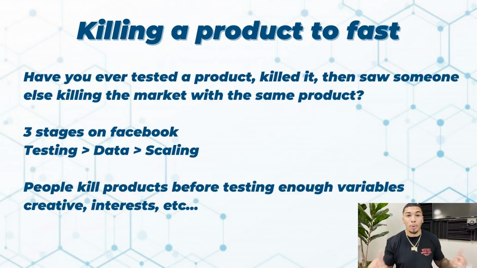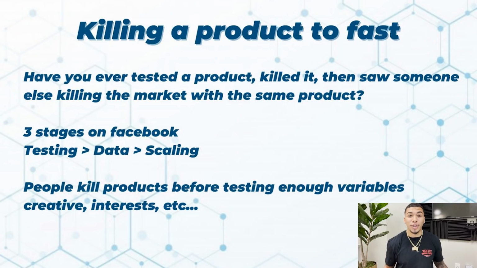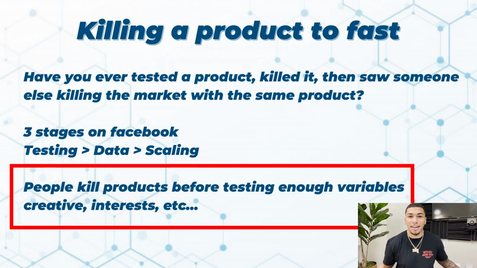So one of the most important key factors of how I do Facebook ad advertising is not making emotional decisions, which ultimately means I'm not killing a product too fast. And I see a lot of you guys struggle with doing this. There's 3 stages of Facebook ad advertising. There's testing, there's data collection, and there's scaling. And people kill ad sets before they even get enough spend, or they haven't even tested enough variables. They just kill, and they never get the opportunity to succeed because they don't allow what's working to continue to work for them, which ultimately comes down to understanding your KPIs, which again are your key performance indicators.